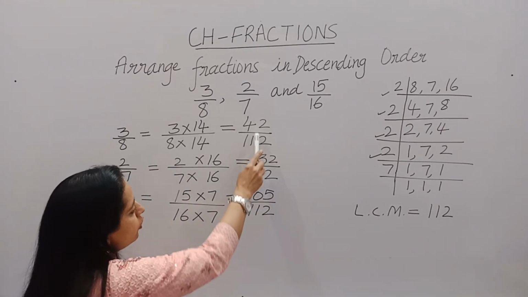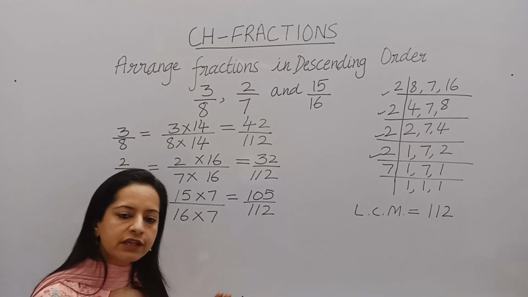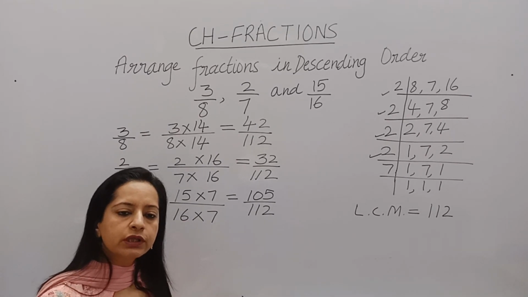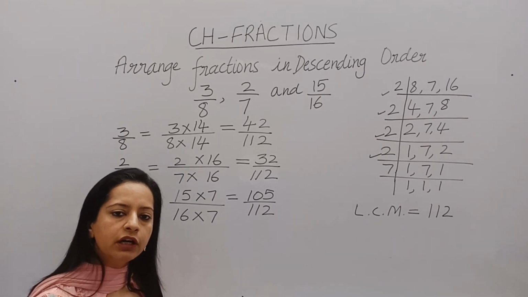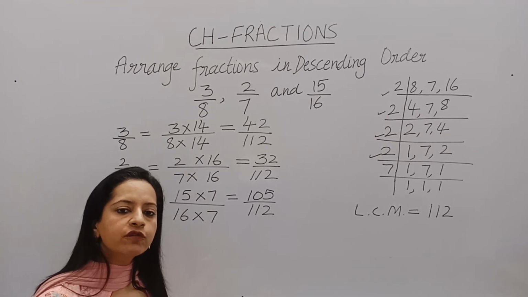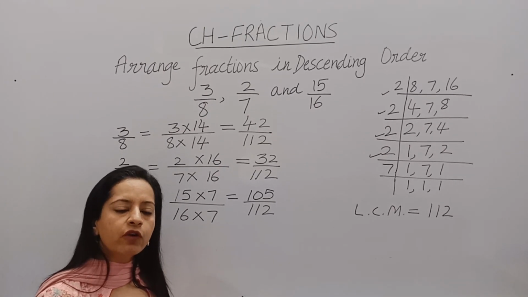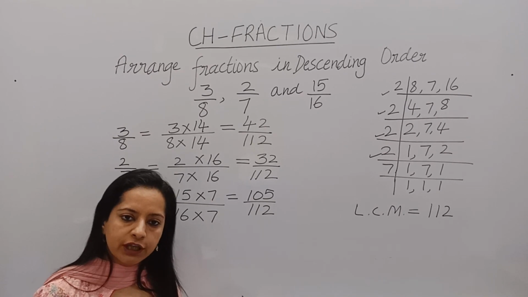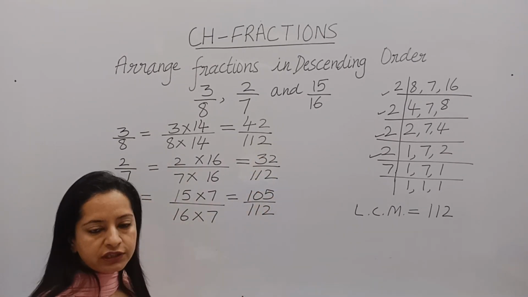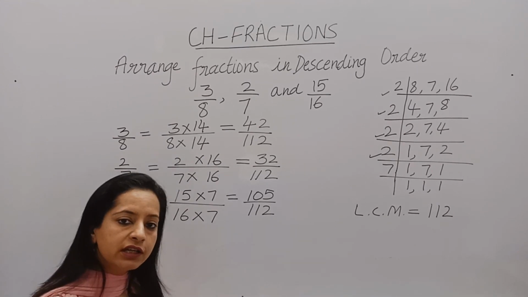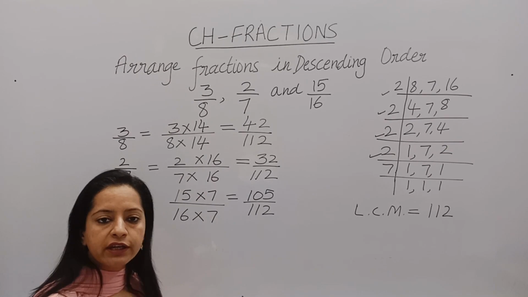Now if you see, all these three fractions have got 112 in the denominator. That means they have the same denominator. We have converted them into like fractions. Now we will just compare the numerators. Since we have to arrange these fractions in descending order, we have to start from the bigger number to the smaller number. Looking at all these three numerators, which one is the largest? The largest numerator here is 105.